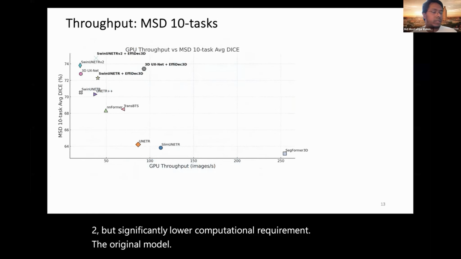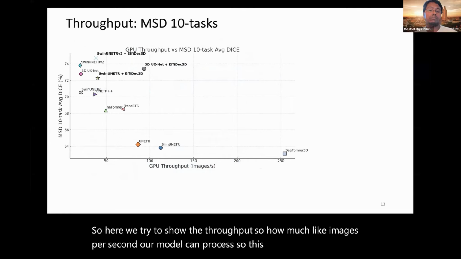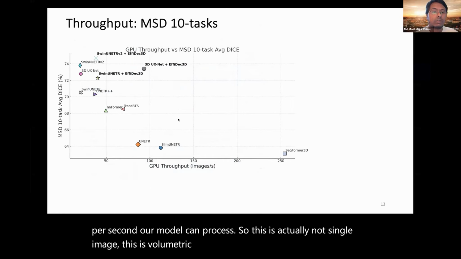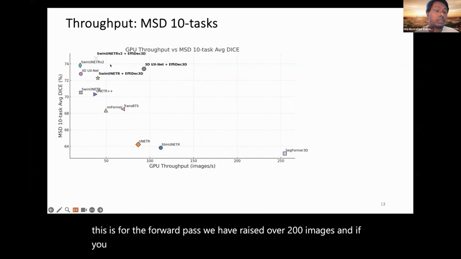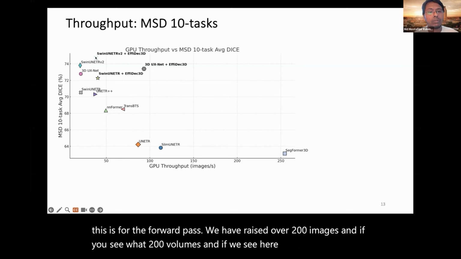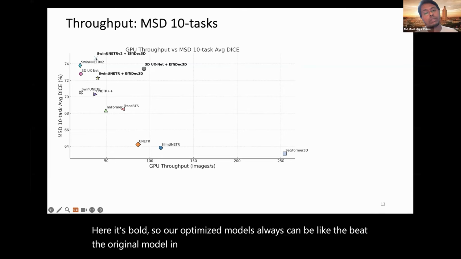So here we try to show the throughput, how many images per second our model can process. This is actually not a single image, this is volumetric scans. This is for the forward pass, averaged over 200 images. If we see our 200 volumes, and our original here in bold, our optimized models always beat the original model, with higher throughput, so they can process more volumes per second.